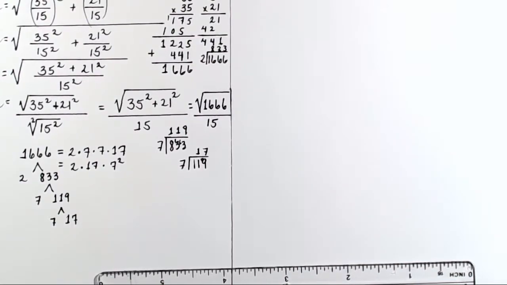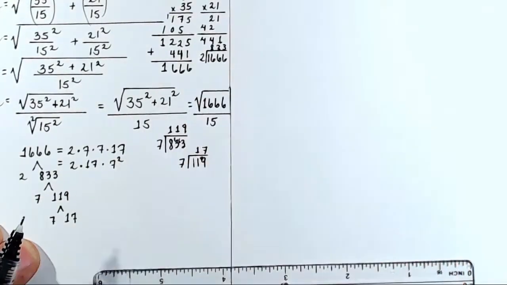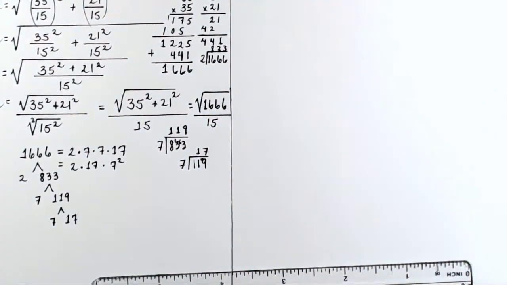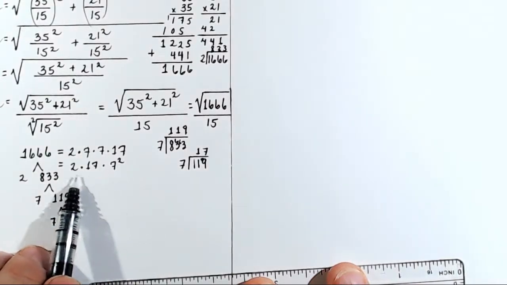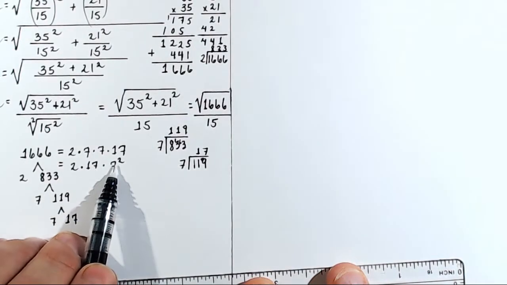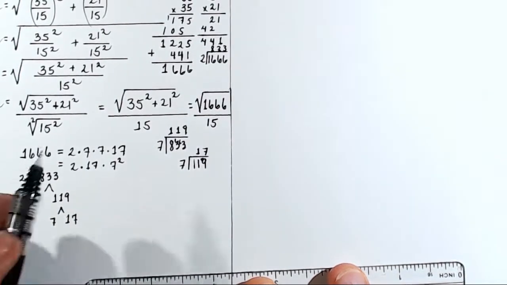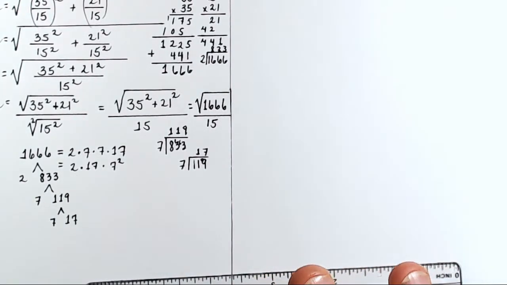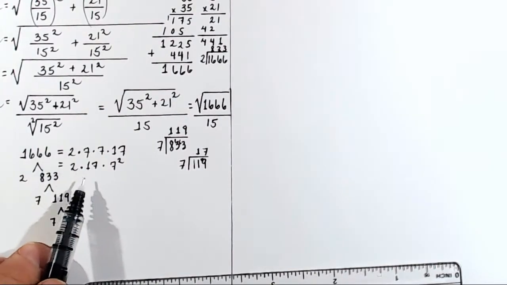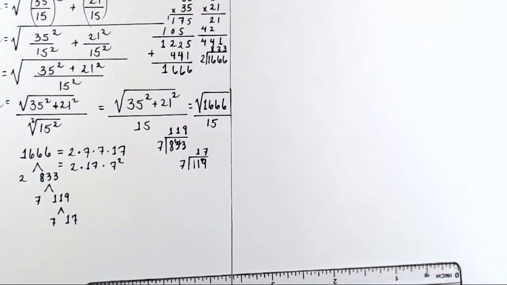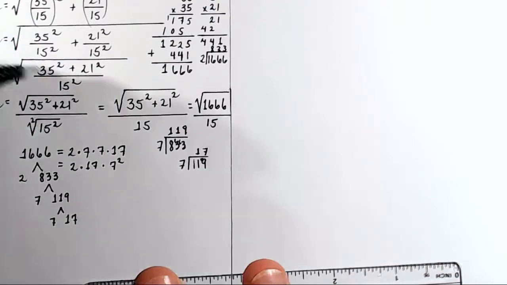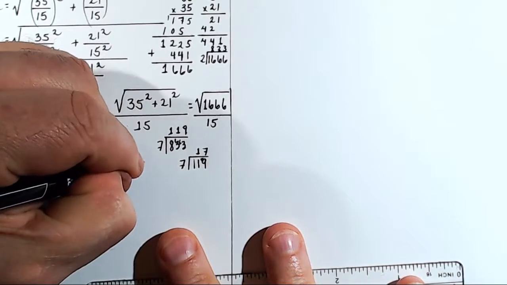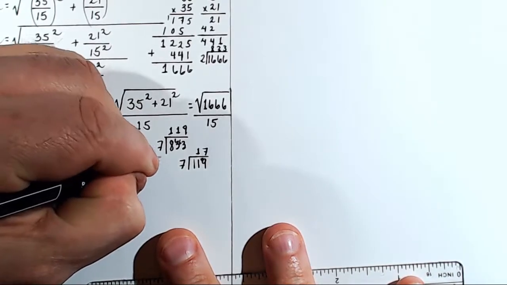So now what do we do? Well, we're going to rewrite that square root of 1,666 as the square root of this product, 2 times 17 times 7 squared. And we can actually go ahead and combine 2 times 17 because they're both prime numbers, and there's not many of them. So we just multiply them back together. So the final thing that we'll put underneath the square root is 34 times 7 squared.